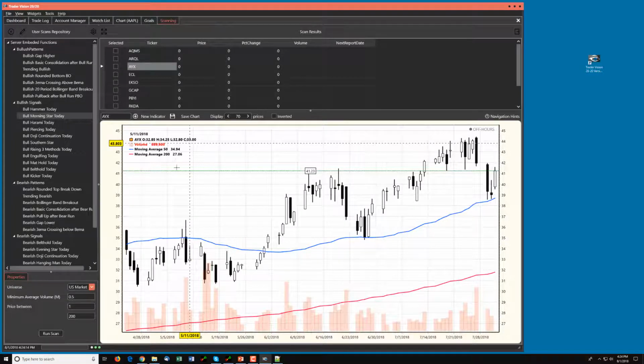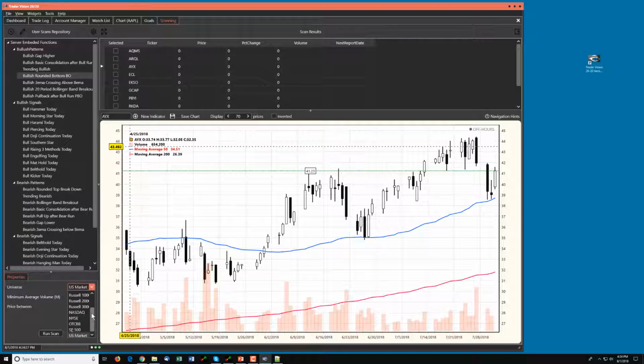Each one of these things can be scanned against a great universe. So you pick a scan. Since Rick's in the room, let's pick the rounded bottom breakout. Now we have a whole bunch of universes we can run this scan against: Canadian stocks, Canadian ETFs, the Dow Jones components, US ETFs, the Russell 1000, 2000, 3000, all NASDAQ stocks, all NYSE stocks, all over-the-counter stocks, just the S&P 500, or the entire US market, which is over-the-counter as well as NYSE and NASDAQ.